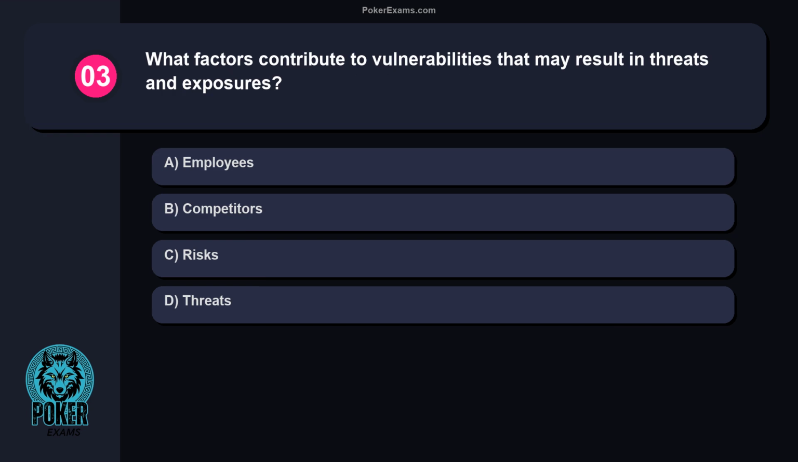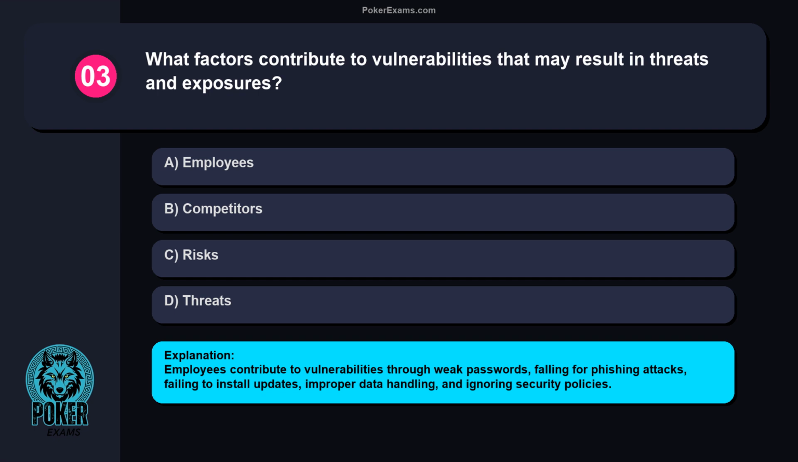Question 3. What factors contribute to vulnerabilities that may result in threats and exposures? Employees, competitors, risks, threats. Employees contribute to vulnerabilities through weak passwords, falling for phishing attacks, failing to install updates, improper data handling, and ignoring security policies.